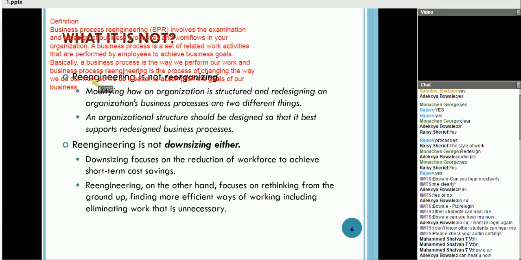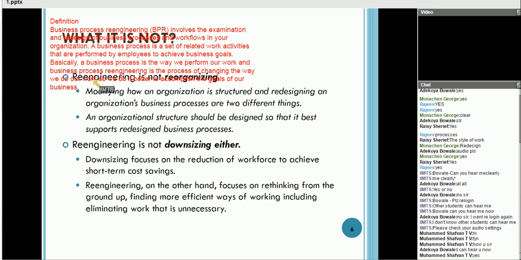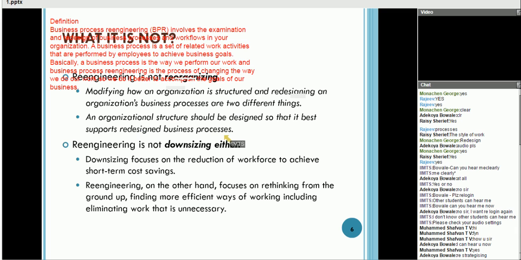Okay. Now let's try to understand the basic meaning of the term re-engineering. Most of us confuse re-engineering with reorganizing, but it's not reorganizing. Okay, Bowell can hear me now. Fine, thank you. So re-engineering is not reorganizing the structure of the organization. Re-engineering is modifying how an organization is structured, and redesigning an organization's business process are two different things. An organizational structure should be designed so that it best supports the redesigned business process. Re-strategizing the process. Yes, correct. Very good.